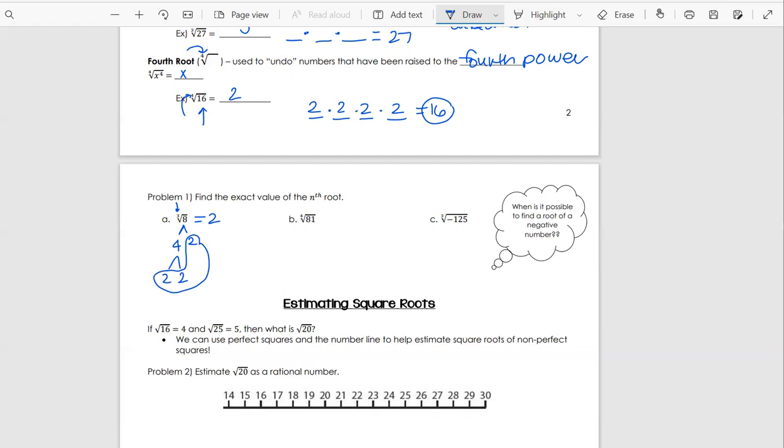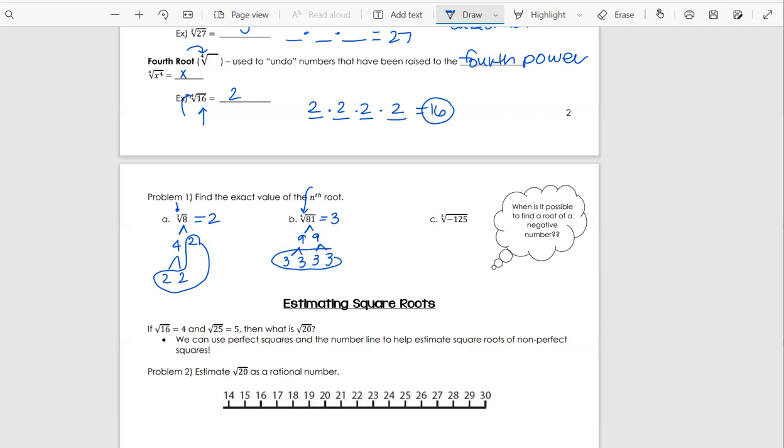The 4th root of 81. Let's do our factor tree. So numbers that multiply to 81, well, I know it's 9 times 9. 9 isn't prime. I can keep breaking it down. 3 and 3, 3 and 3. I'm looking for fours of a number, right? There's a number that happens 4 times, and that's a 3. So my answer is the fourth root of 81 is 3.